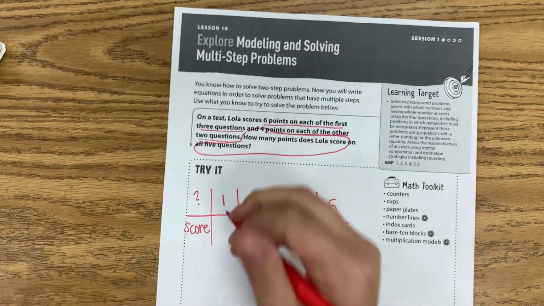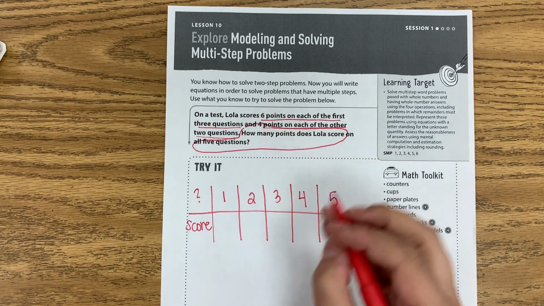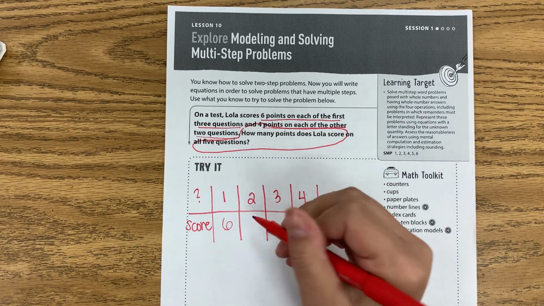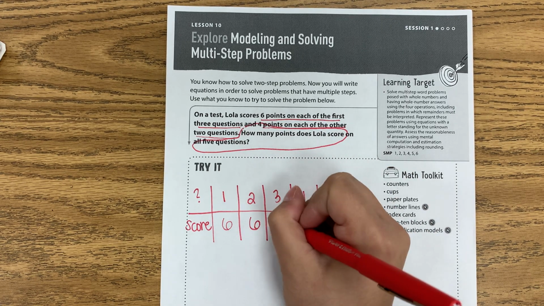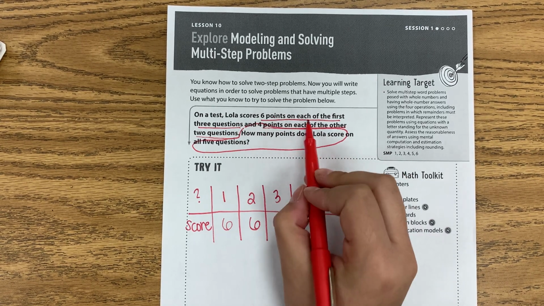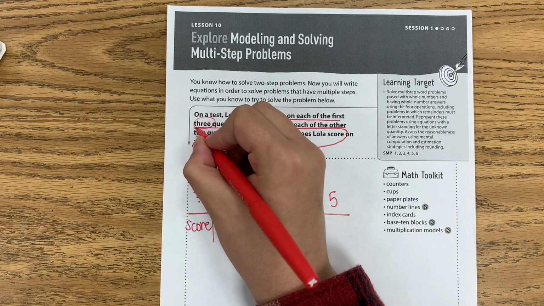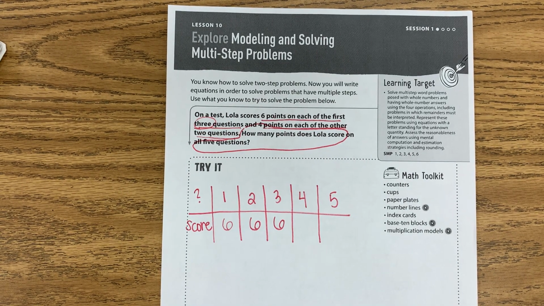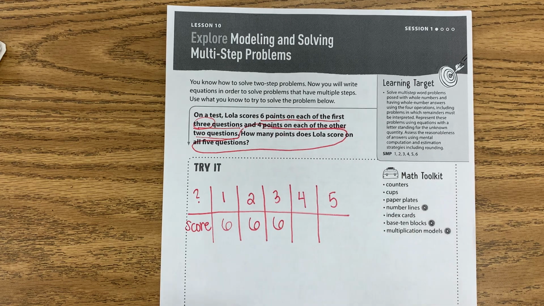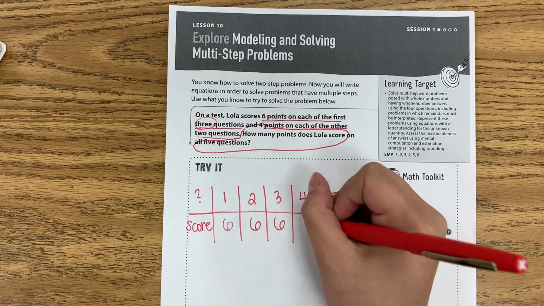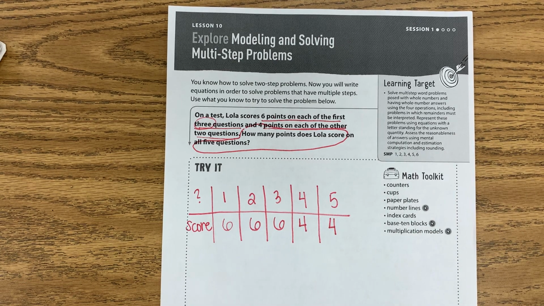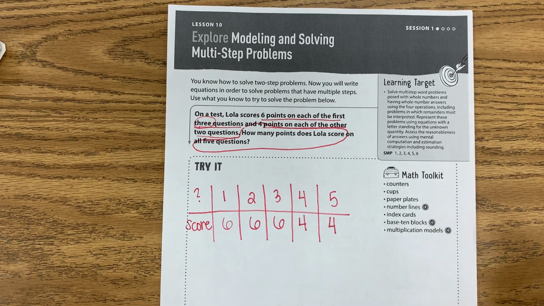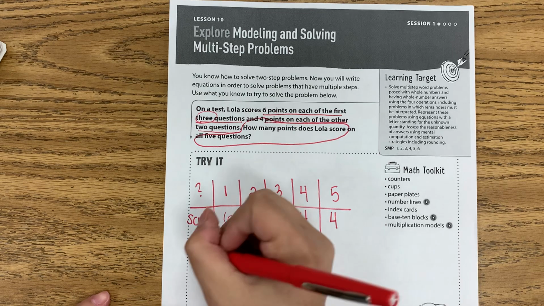Now, question 1, she got 6 points. Question 2, she also got 6 points, and also for question 3, because it says in the problem, scores 6 points on each of the first 3 questions. And then 4 points on each of the other 2 questions. That means on question 4, she got 4 points, and on question 5, she got 4 points. Then we would have to add all of these together.